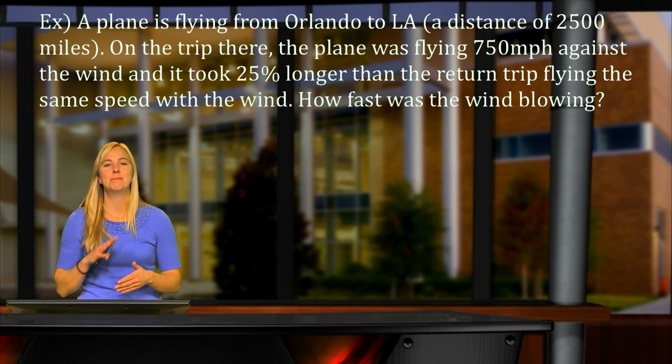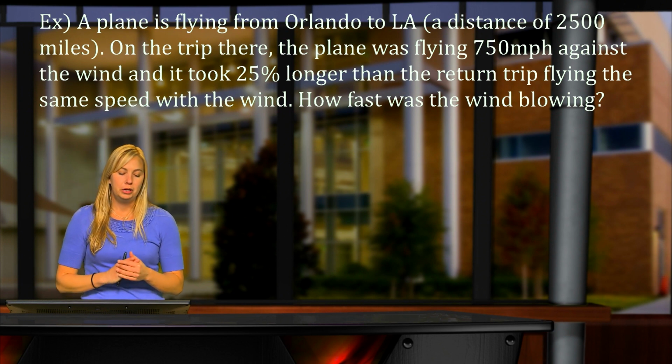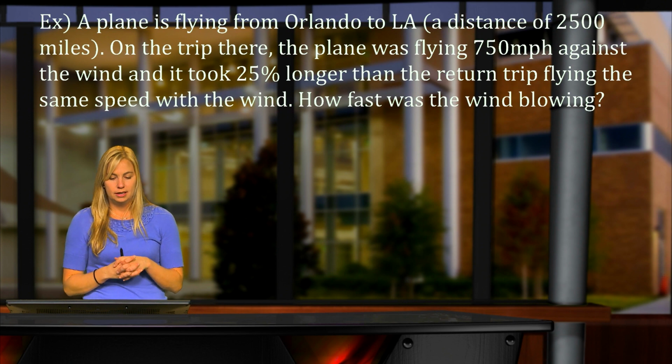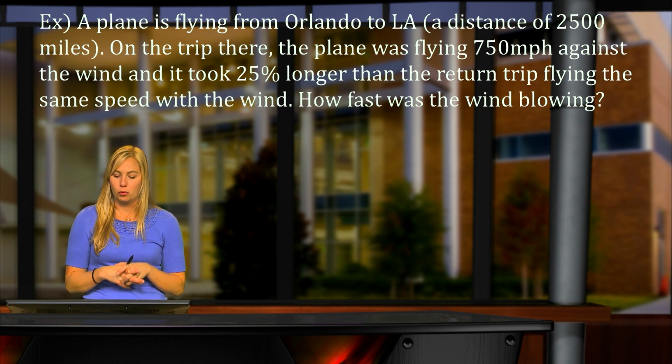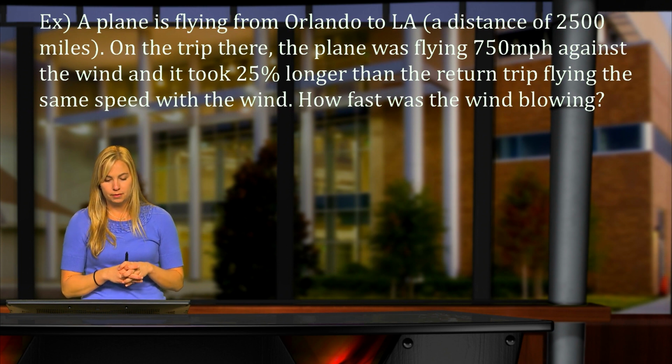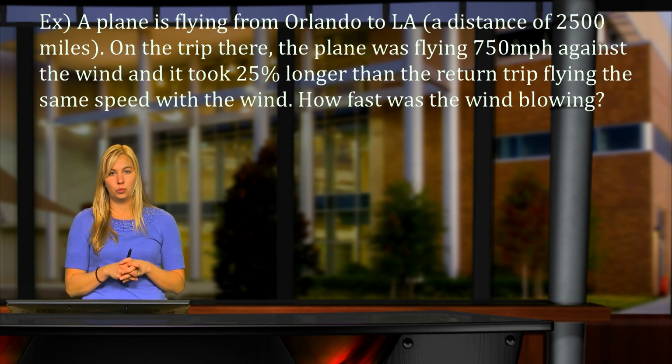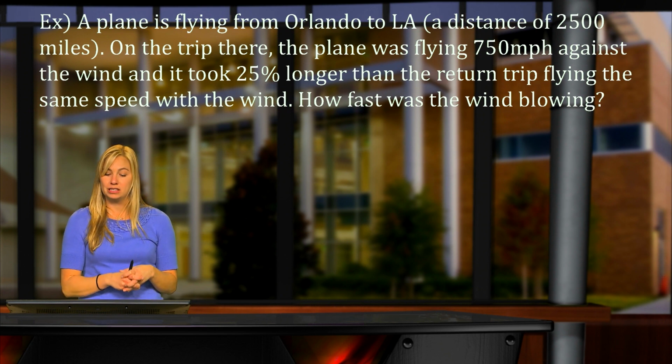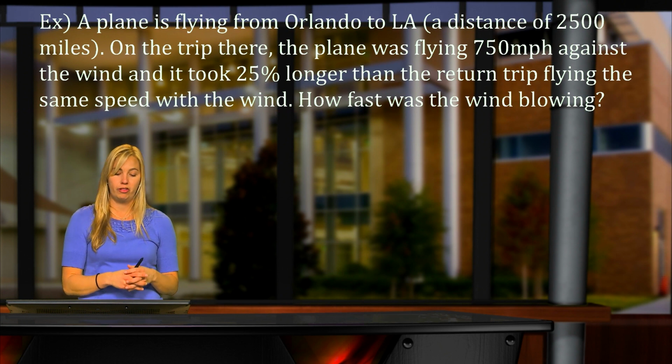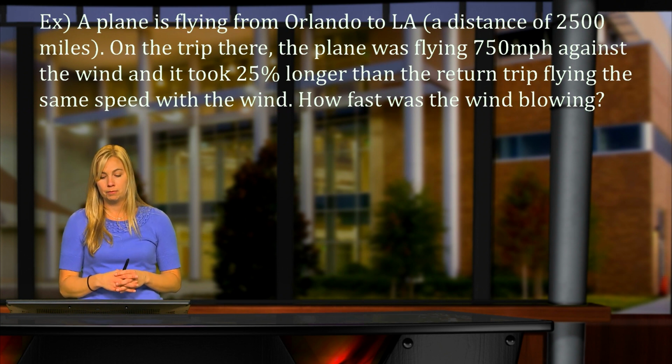Our last example is our favorite example. We know this from our SATs and probably at least some standardized tests we've seen. A plane is flying from Orlando to LA, a distance of approximately 2,500 miles. On the trip there, the plane was flying 750 miles against the wind, and it took 25% longer than the return trip flying the same speed with the wind. How fast was the wind blowing?